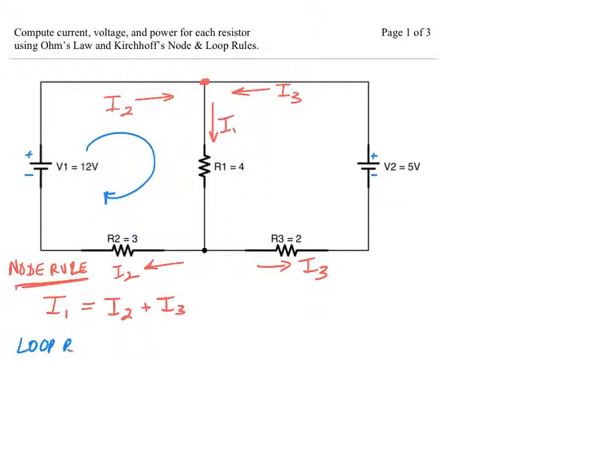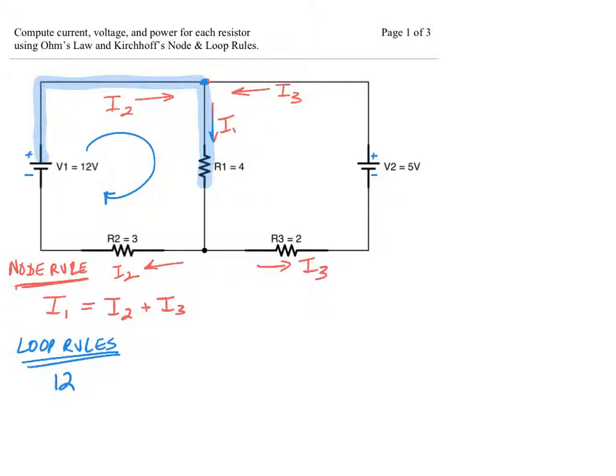then that means I write our loop rule, since we're doing that. That's a 12-volt voltage source. It's going to be positive because I'm going uphill through it. And then I'm going to go around my loop. I'm going to go through that node and through resistor 1. All right, so, this loop.